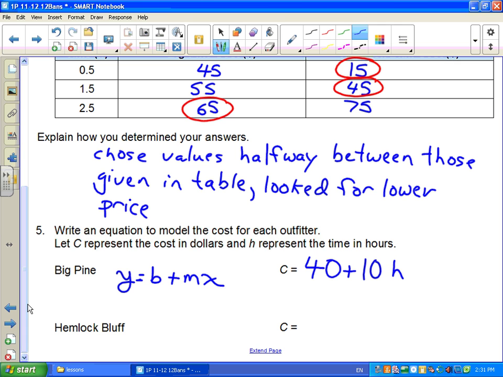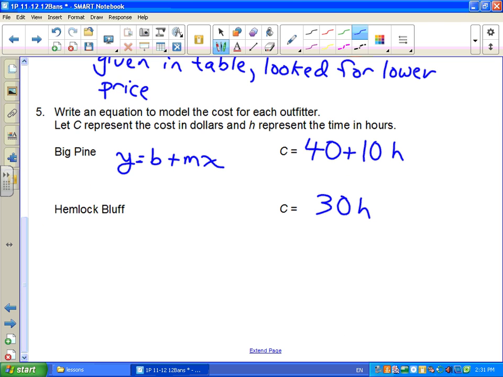What about for Hemlock? Hemlock is just $30 per hour with no base fee. So what's it going to be here? We're not going to have the something added on the front. We're just going to have 30 times the number of hours. Okay, we've got one more question here at the bottom of the page. So these are our two equations.